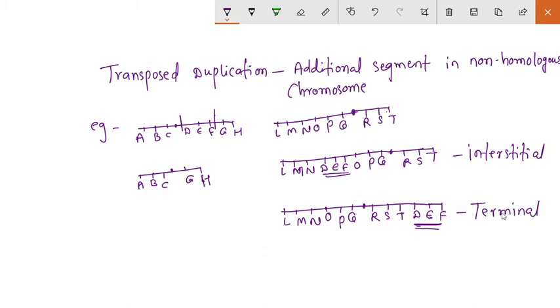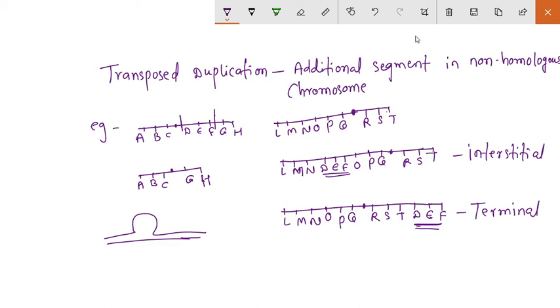Then cytology. The duplication may be detected cytologically during the meiotic prophase, when the process of pairing causes the duplicated chromosome segment to bulge out. So this added part bulges out. म्हणजे पेअरिंगच्या टायमाला हा डुप्लिकेटेड पार्ट बल्ज आउट होतो, आणि त्यावरून आपल्याला लक्षात येतं की ही ट्रान्सपोज्ड duplication आहे.